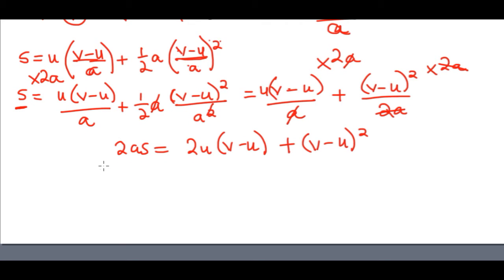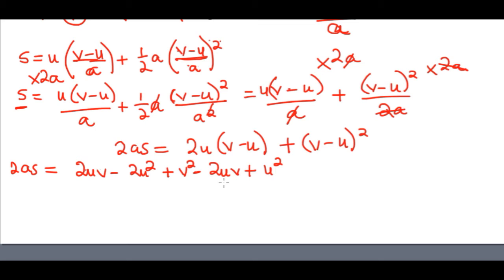We're running out of space, but I hope it'll be enough. Let's clean this up a bit, removing the brackets. So 2as is going to be equal to 2uv minus 2u squared plus v squared minus 2uv plus u squared. Is it plus u squared? Yep, I think it's going to be something like that, right? It looks like that.